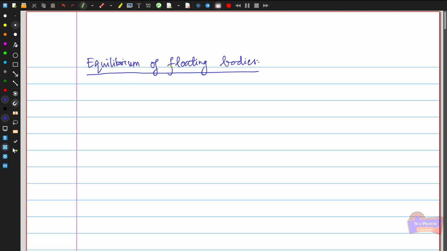Suppose you throw any object into a liquid, then it will float or sink based on the weight of the material and the density of the liquid. So what happens when the body is floating, and how is this equilibrium affected by perturbation? That is what we are going to see in this video.